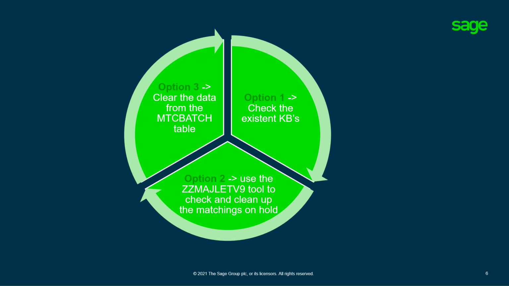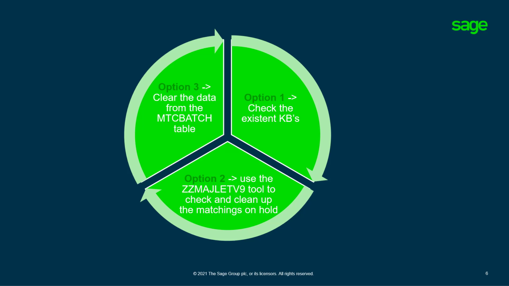Option 3. There were situations that we came across, such as data migration, for example, where there was no obvious reason why the transactions were stuck in the MTC batch table. Transactions were successfully posted, had the expected values in, the payment was posted in the bank. However, the matching group was not clearing from the accounting task.